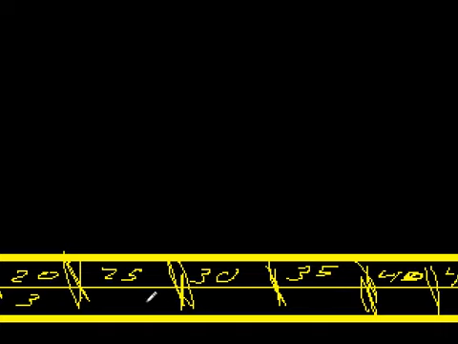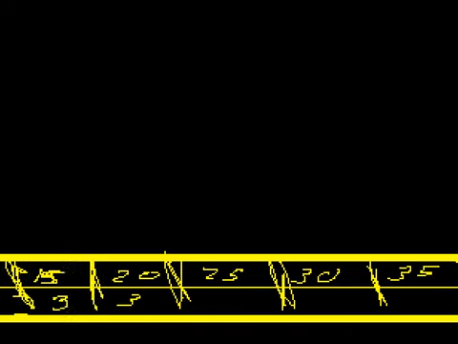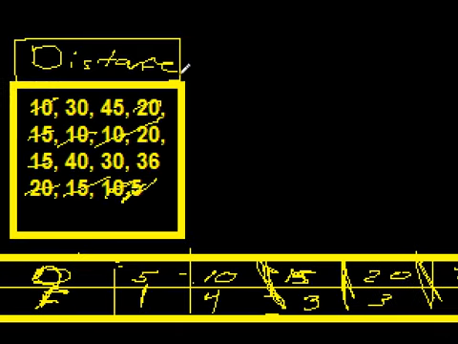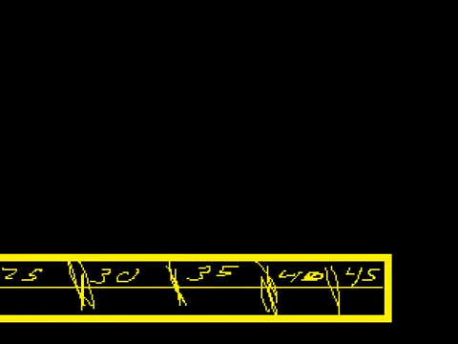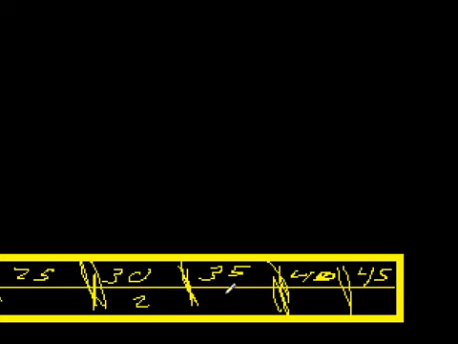25 occurs no times, so I'm just going to skip over 25 and go back and count how many times 30 occurs. 30 occurs 1 time, 2 times, and then 35, 40, and 45 occur 1 time. So 2, 1, 1, 1. These are my values. I'm going to zoom out here, guys.